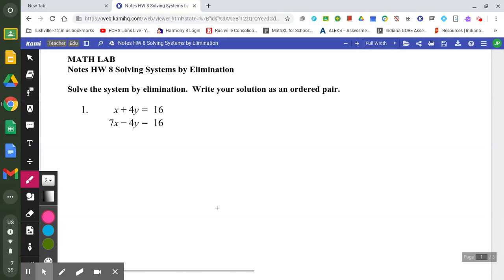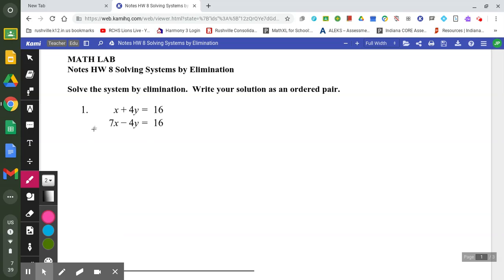This video gives you examples of how to do the homework problems from homework 8. So we have two equations here and we are using elimination. So we're trying to get rid of either the x's or the y's.